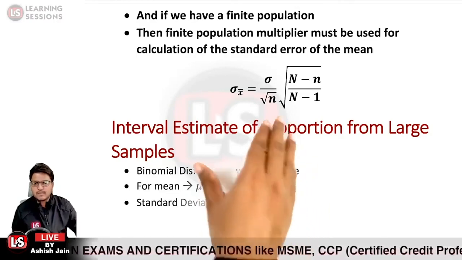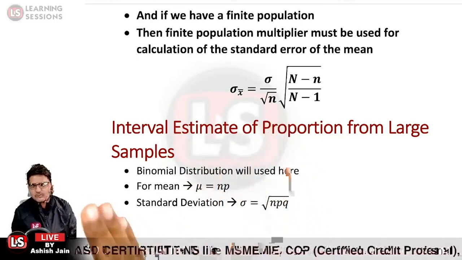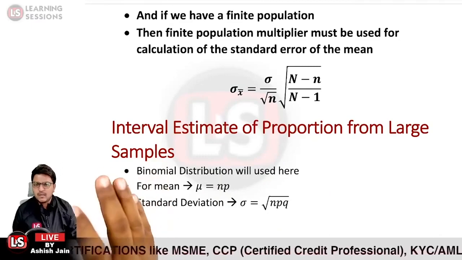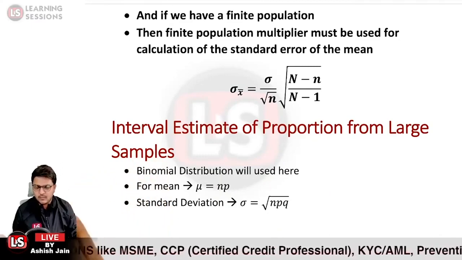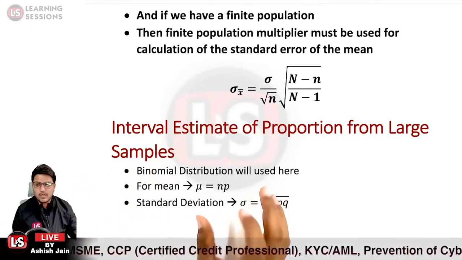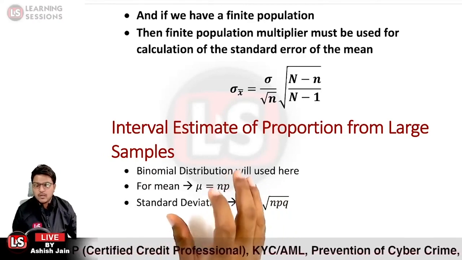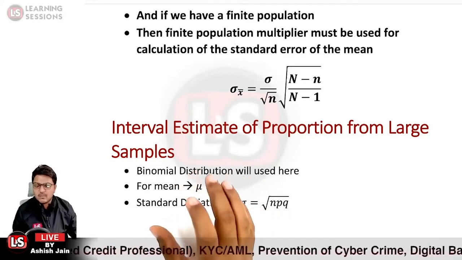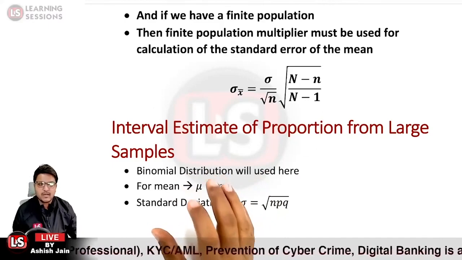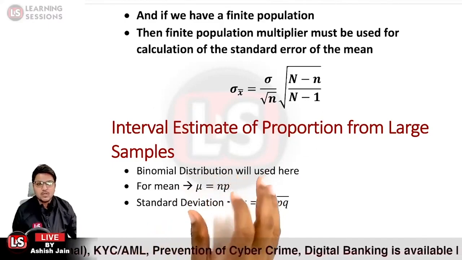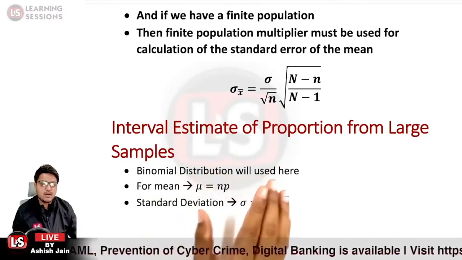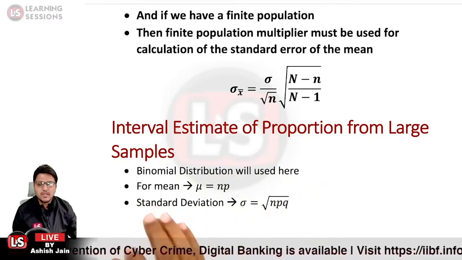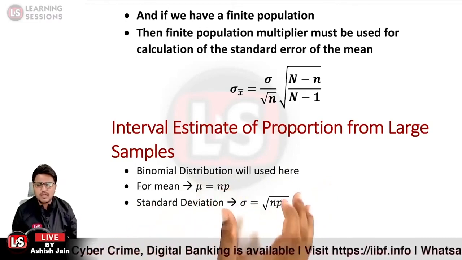So in previous cases, we basically were calculating the estimator related to the statistical estimator. Okay. But in this case particularly, we are going to calculate for the statistical proportion. We are basically considering it related to the statistical proportion. Okay. So particularly interval estimate of proportion from large sample itself. So binomial distribution will be used in that particular case.